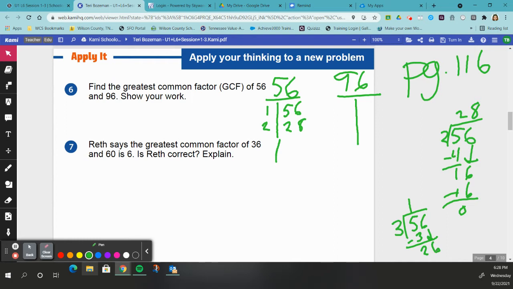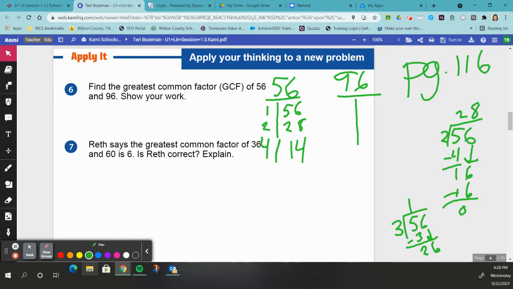Then we would need to check out 4. 4 does work as a factor. Again, you can come over to the side and work that out. If you have a scratch piece of paper, if you're having to come over to the side and do a lot of this, then a scratch piece of paper would be great to work with here. So this would be 14.